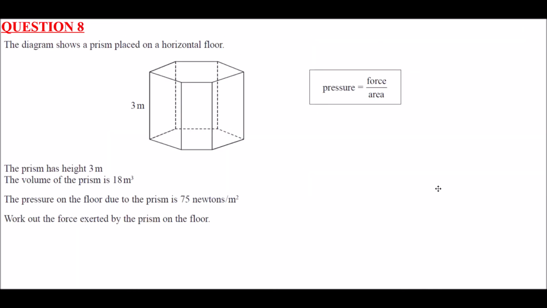Question 8, we've got a diagram showing a prism placed on a horizontal floor. So let's think about this step by step. First of all, pressure is force over area. I think it's best here to do this as a magic triangle. You just simply cover up what you want to know. So what we're trying to work out here, ultimately in this question, is the force exerted. So if we want to work out the force, we cover up the force with our hands and see what's left. So the force means we cover up F here. We've got P and A left next to each other, which means P multiplied by A.